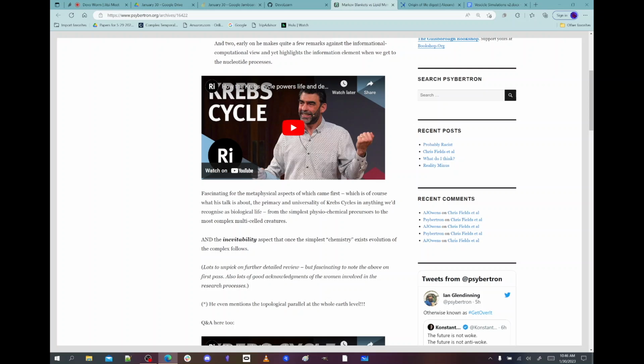So this is in the book Transformer. He focuses on the Krebs cycle and the reversibility of the Krebs cycle and how that contributes to the origins of life and the early evolution of life. So, the primacy and universality of the Krebs cycle in anything we recognize as biological life, that's one of his points in the book, from the simplest physiochemical precursors to the most complex multi-celled creatures.